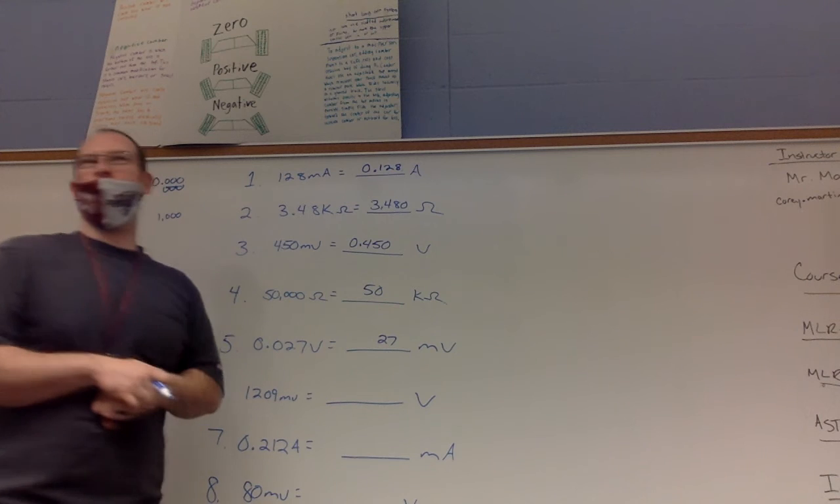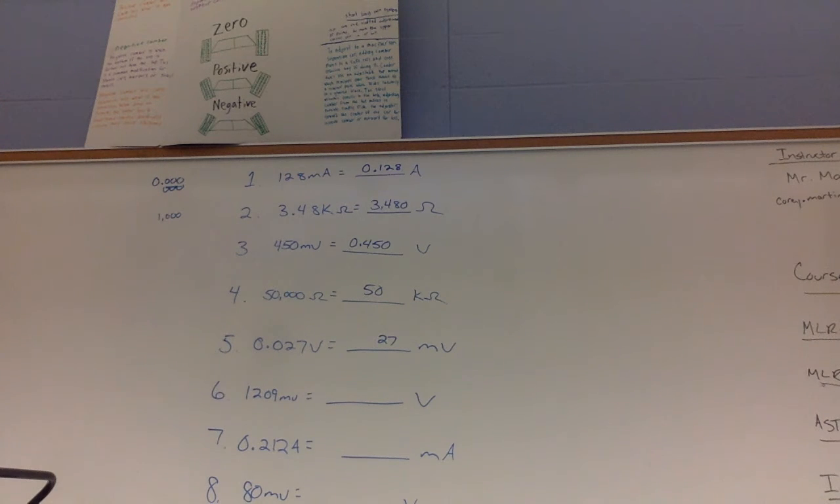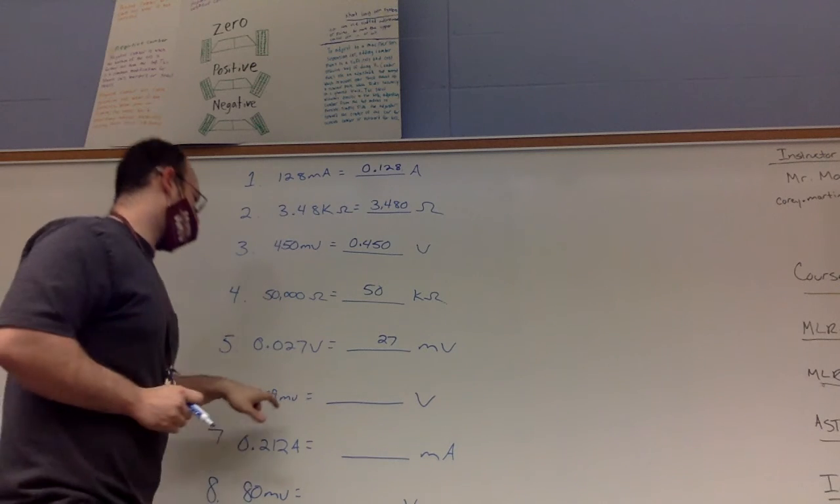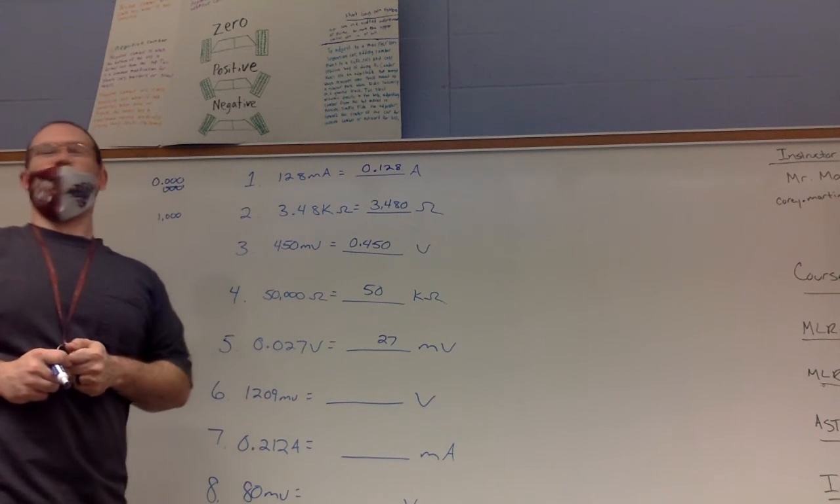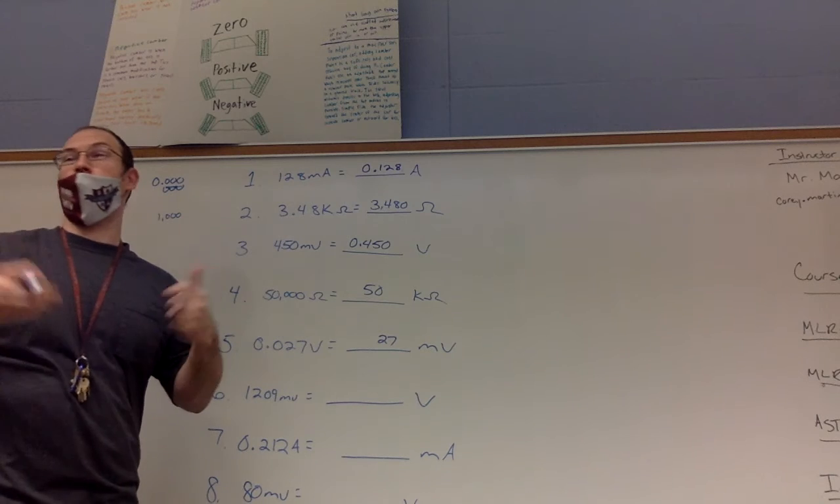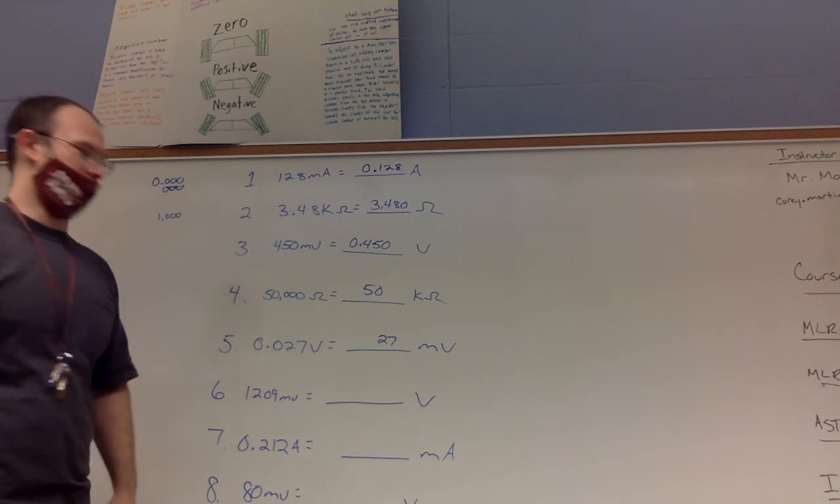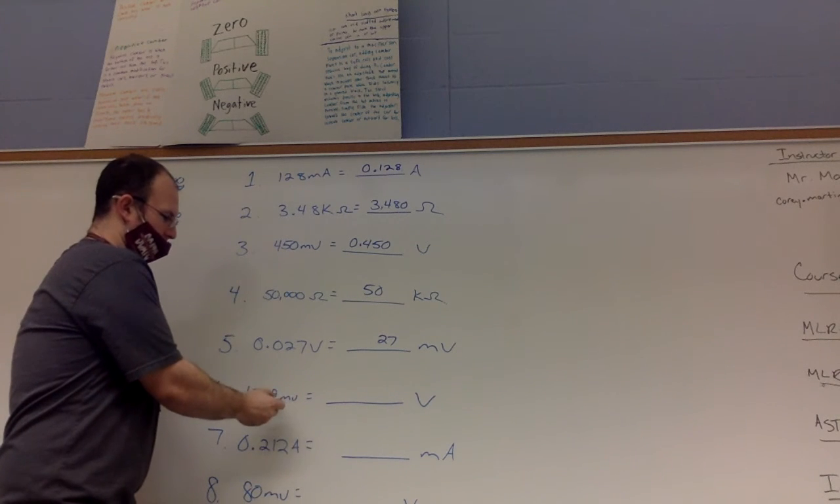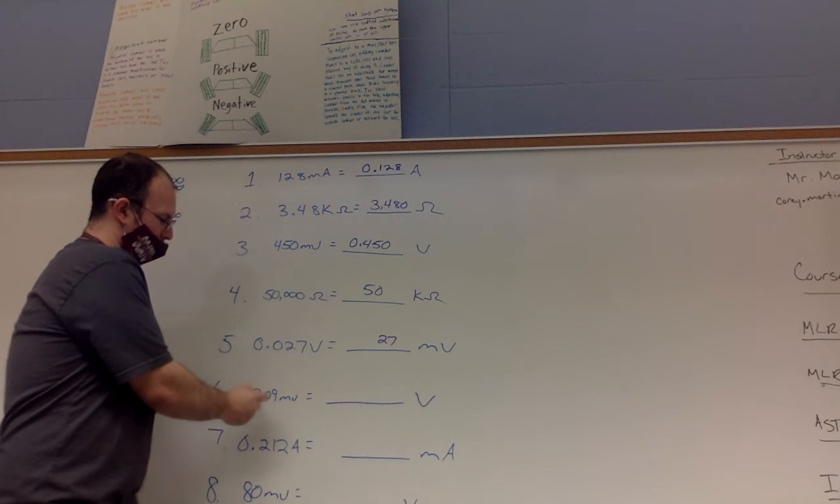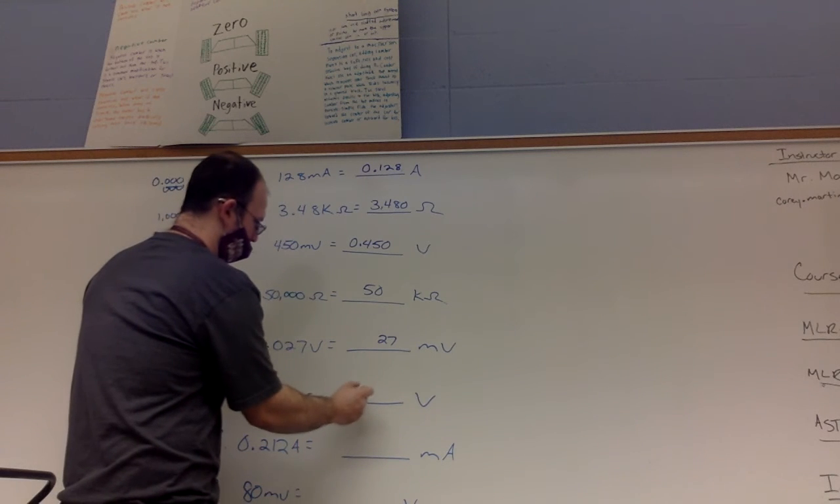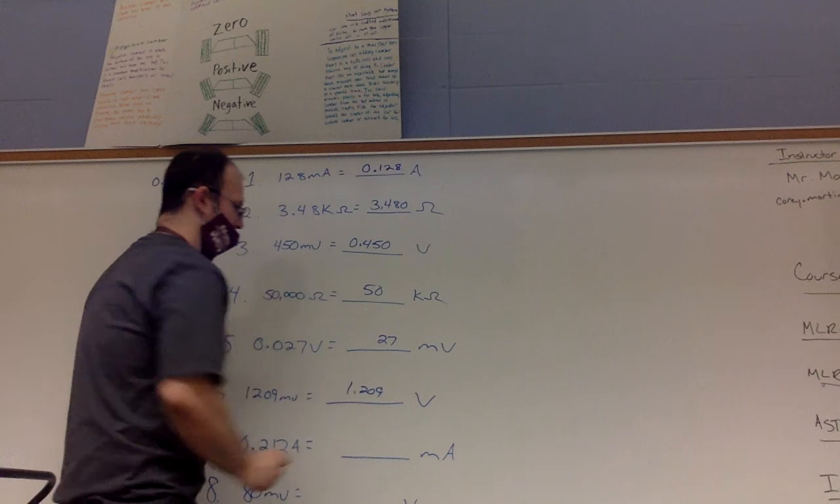Now, number 6 should be very easy. Millivolts is always less than 1. So if you have over 4 digits, that means you've exceeded the number 1. So we're going to take our decimal and move it back to the left 3 places, and this is going to become 1.209 volts.